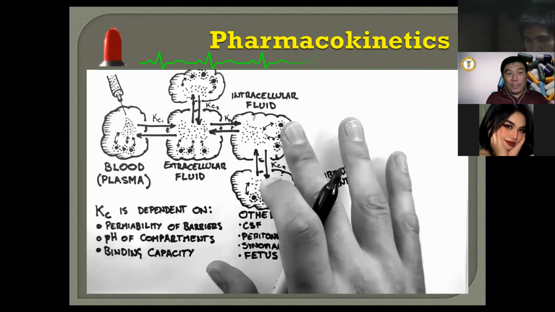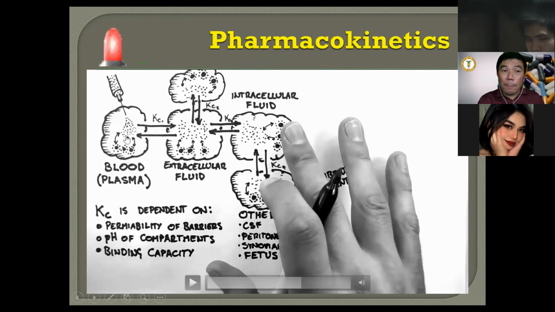So that's why we have also the pH compartment. Now, when we talk about binding capacity, what do we mean by binding capacity? This is the ability wherein the properties of the drug will be accepted by these compartments. For example, we have administered the drug within the plasma, but somehow the patient has hyperlipidemia. What do you mean by hyperlipidemia? Lipid refers to what?